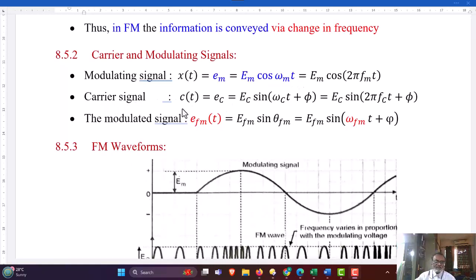Let the carrier signal be denoted as c(t). Here t in the bracket indicates the function of time, or it can also be denoted by the instantaneous value e_c. Suffix c indicates the carrier signal, that is equal to capital E_c sin(omega_c t plus phi), where capital E_c is the peak amplitude of the carrier signal.